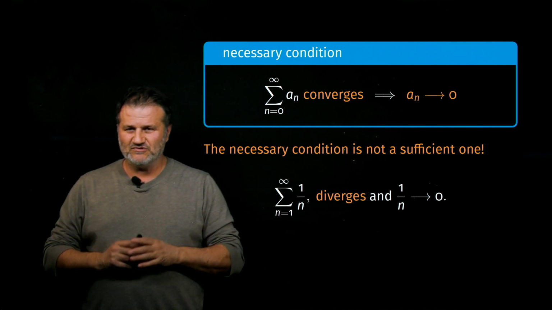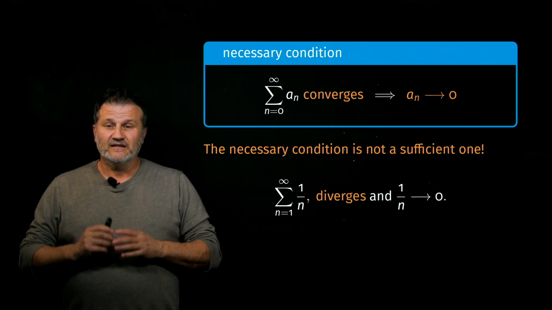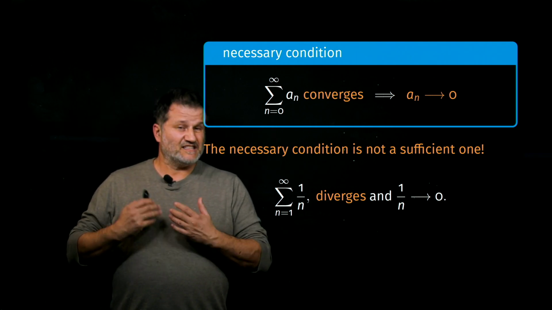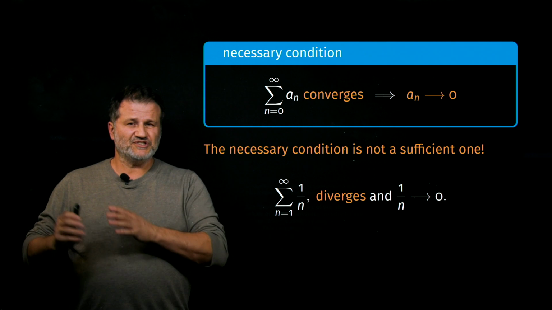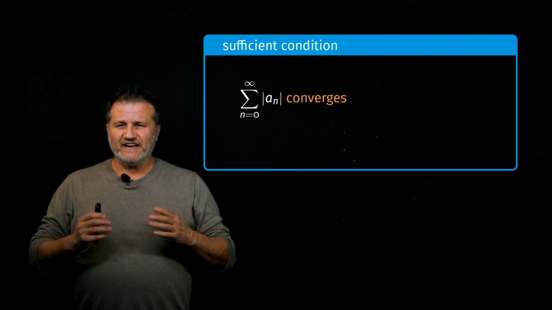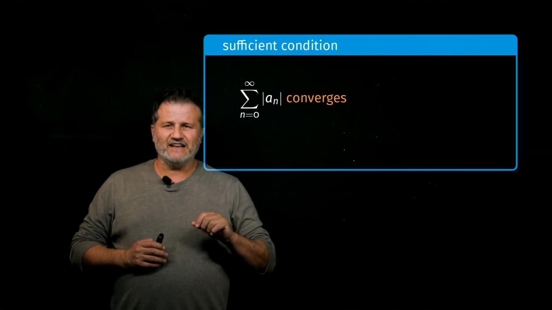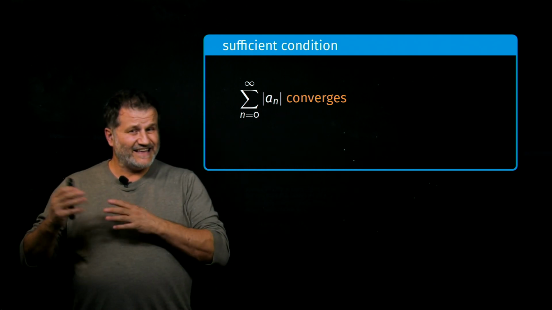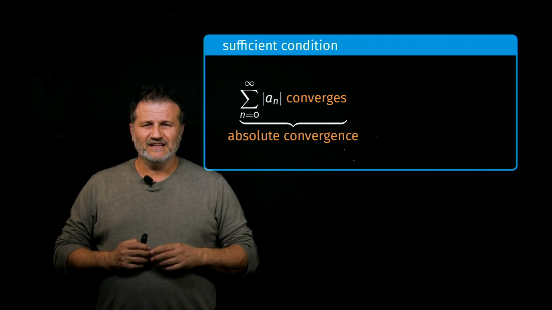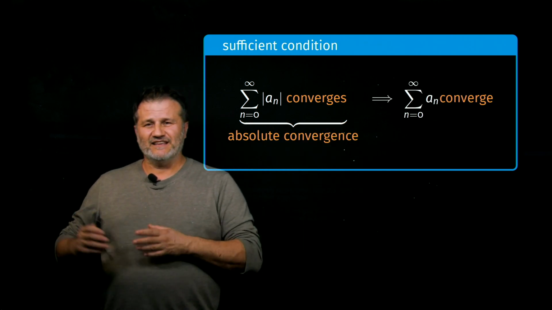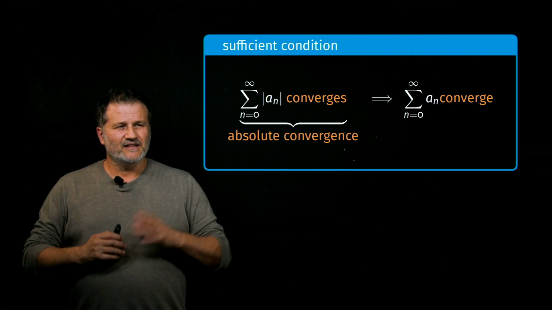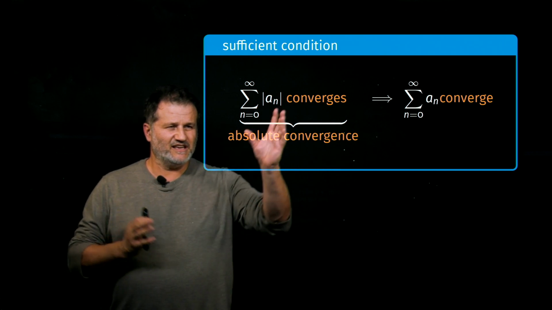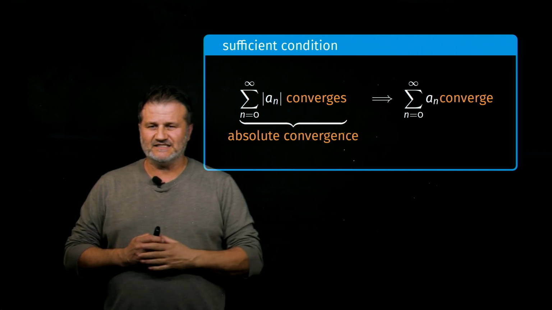The second important fact is a sufficient condition. If satisfied, this guarantees the convergence of the series. Specifically, if the series of the absolute values of the an converges, in which case we say that the series of an is absolutely convergent, then also the series of an is convergent. The converse of this implication is false. So this condition is sufficient but not necessary.